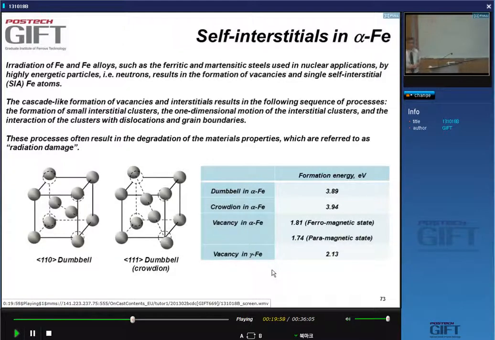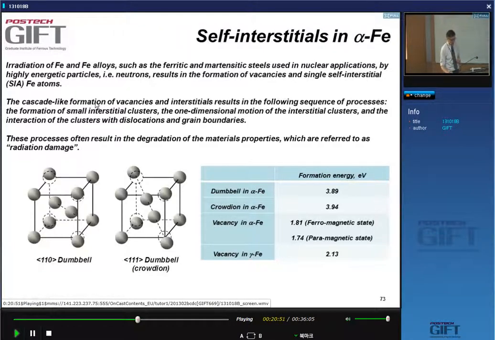If you're in the nuclear industry, you generate a lot of point defects in your material, and you're worried about what these excess point defects do to your material. So this brings me to interstitials and self-interstitials in alpha iron. When you irradiate metals, iron or iron alloys, ferritic alloys, martensitic alloys that are used in nuclear applications, you form vacancies and you form interstitial, self-interstitial atoms, SIAs.